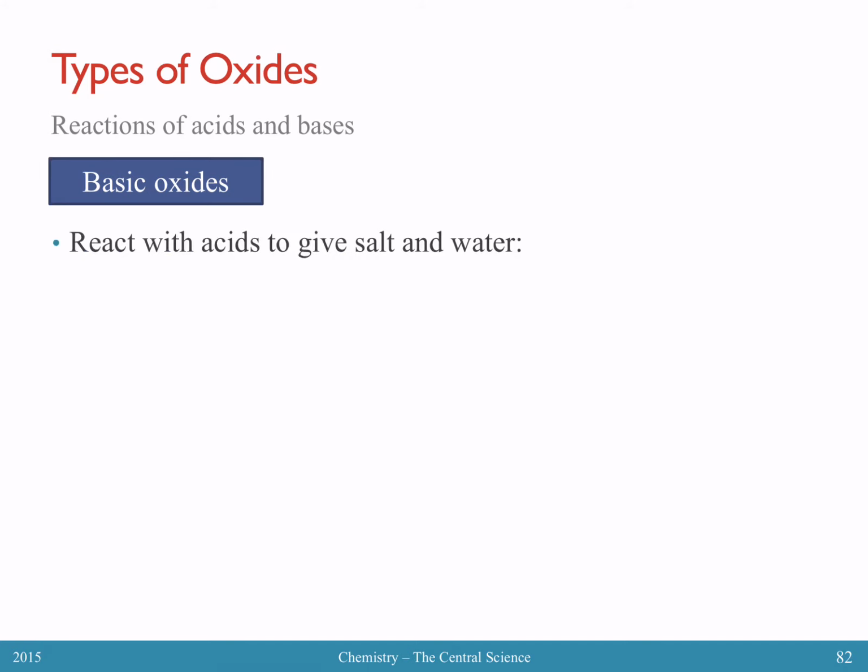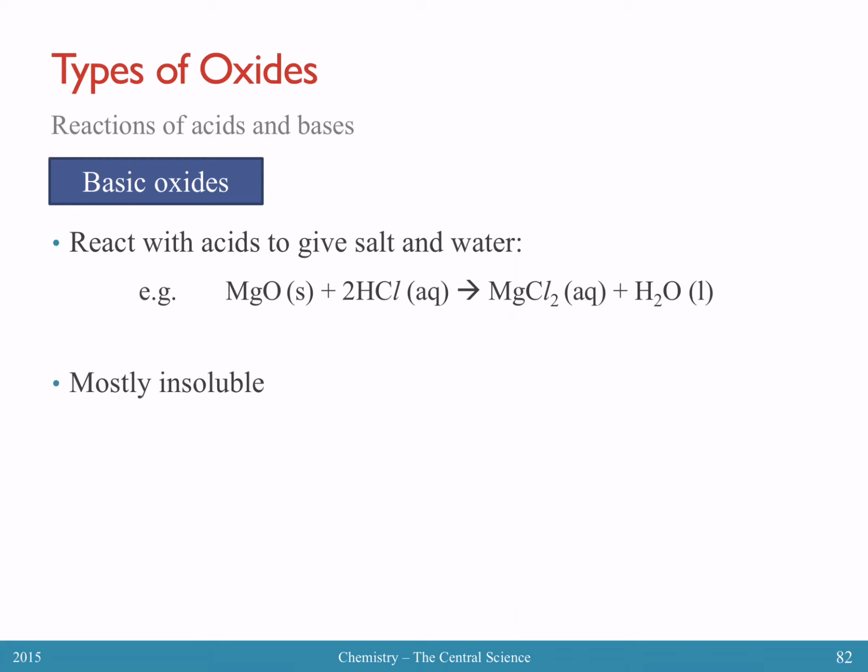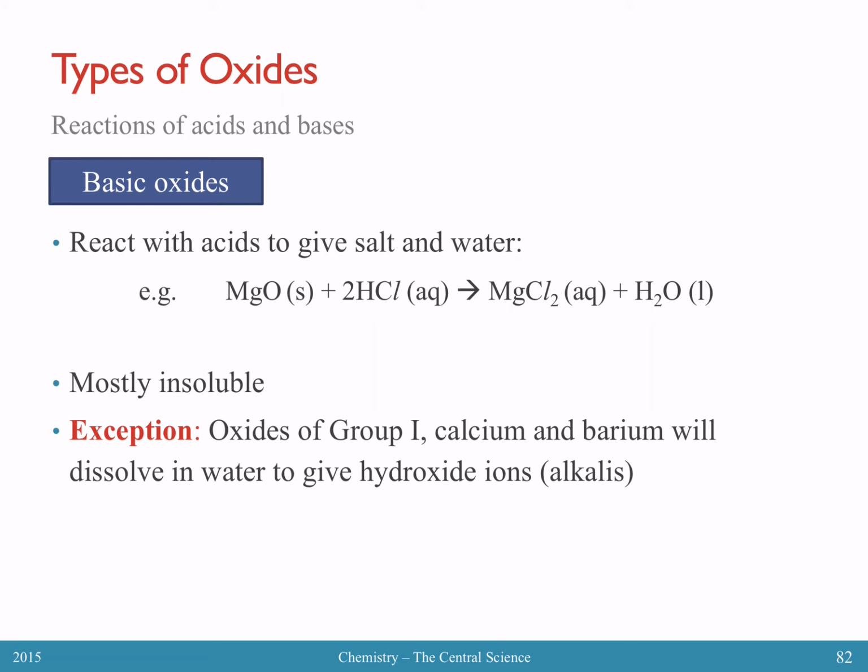Okay, basic oxides are the ones that you already know. They react with acid to give salt and water. Typical reaction. They are mostly insoluble. Do you remember what the exceptions for metal oxides that are soluble are? Group 1, calcium and barium dissolve in water to give hydroxide ions. They become alkalis when they are dissolved in water.